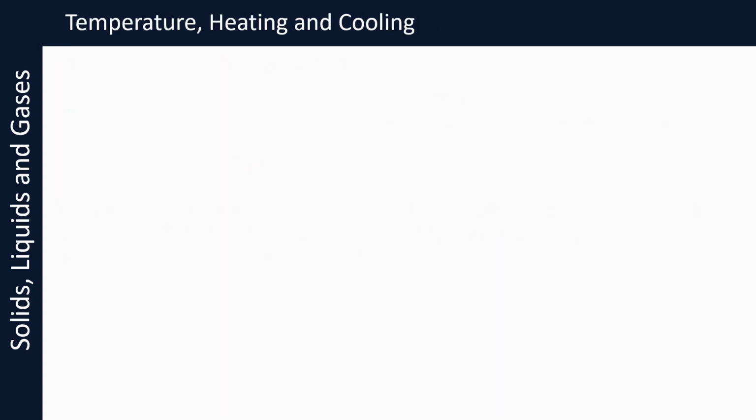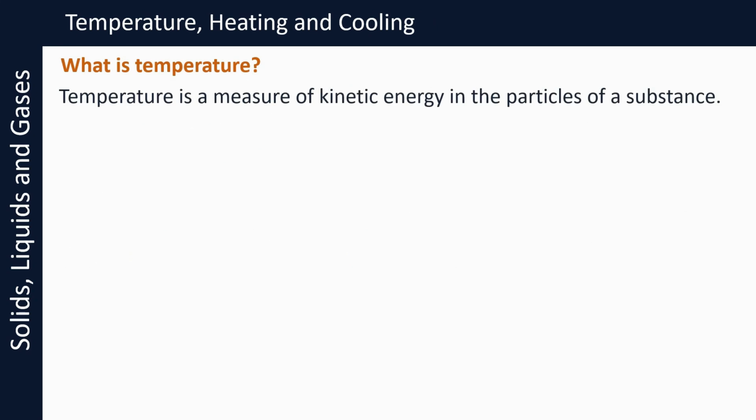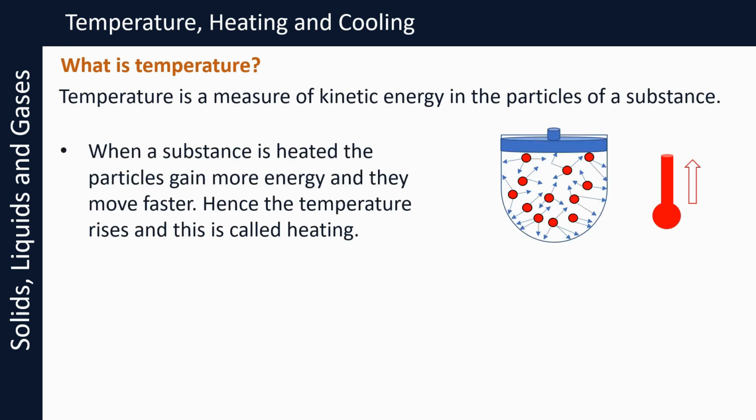Let's now look at temperature, heating and cooling. So what is temperature? Temperature is a measure of kinetic energy in the particles of a substance. When a substance is heated, the particles have more energy and they move faster. Hence, the temperature rises. The image on the screen shows the particle movement when a substance is heated. When a substance gains energy and its temperature rises, it is called heating.